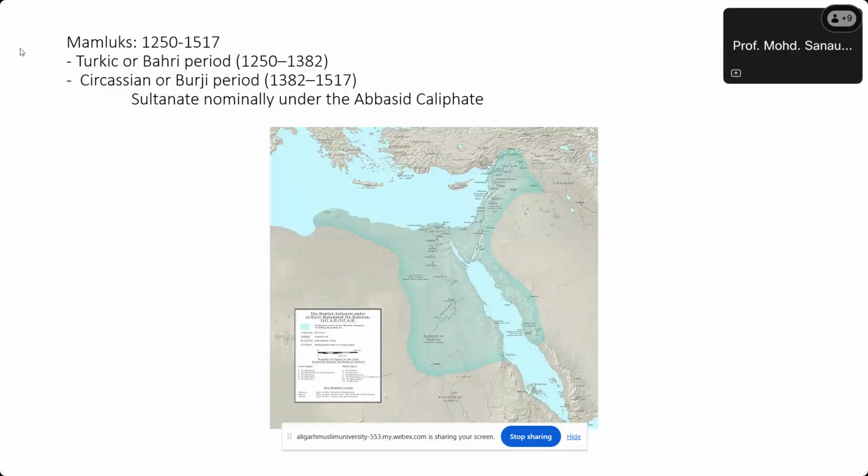With the decay of the Abbasids in Baghdad, or the fall of Baghdad, the Abbasid caliph, who was devoid of any political authority at that time, was conferred some symbolic authority. So the Sultan was nominal under the Abbasid Caliphate.